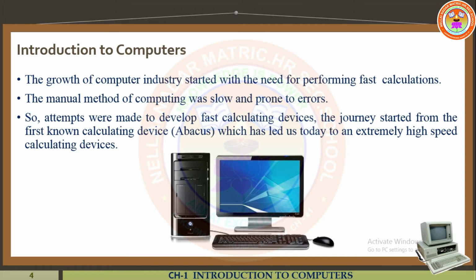Now, where does the journey start? At the very first calculating device, the abacus. Are you aware of that? Abacus is one of the very first calculating devices in the world. Now, this device has grown into extremely high-speed calculating devices nowadays. So from the beginning to the end, we will meet so many historical events and historical devices that we have to grasp. So what are the different types of calculating devices? We'll see them one by one.